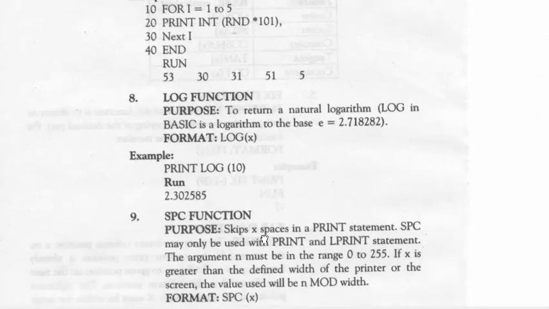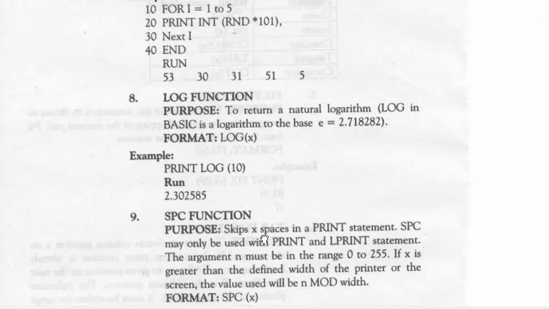Next is LOG function, logarithm. Purpose: to return a natural logarithm. Log in BASIC is a logarithm to the base e, which is equal to 2.71828. Format: LOG(X). Example: print LOG(10), run. 2.302585. Clear?